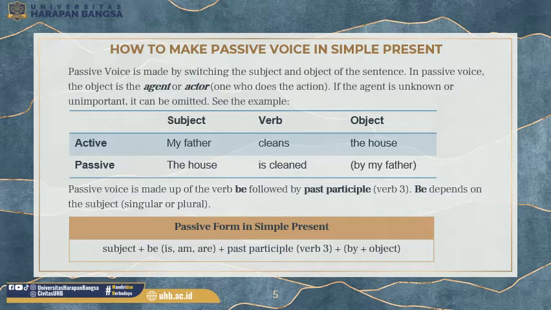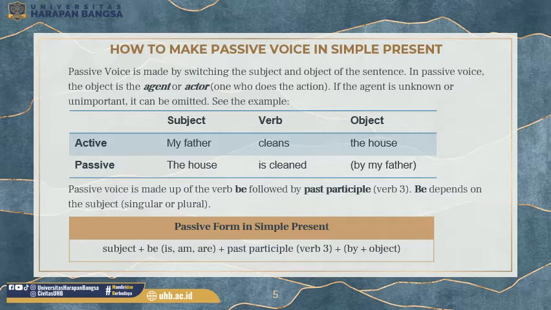Let's see the example here. Take a look at the table, yeah? We have active sentence, my father cleans the house. Kita punya subjek yaitu my father, kemudian ada predikat atau verb cleans, kemudian objek the house.